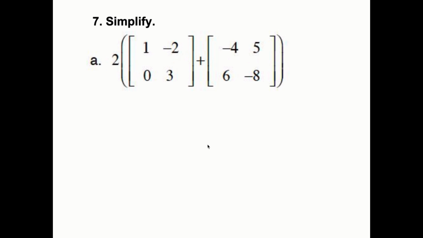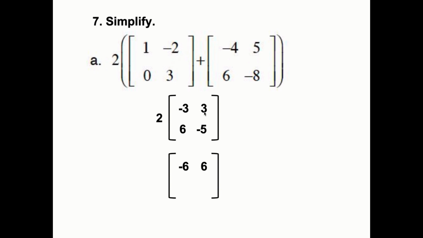Okay, number 7, we're going to use PEMDAS with matrices, believe it or not. So inside the parentheses, we're going to add these up first, and then we're going to end by multiplying by the 2 in front. So let's add the matrices in the parentheses. I have 1 plus negative 4, that's negative 3. Negative 2 plus 5 is 3. 0 plus 6 is 6, and 3 plus negative 8 is negative 5. Now that I've condensed this, I can multiply everything by 2. So that would give me 2 times negative 3 is negative 6, 2 times 3 is positive 6, 2 times 6 is 12, and 2 times negative 5 is negative 10.